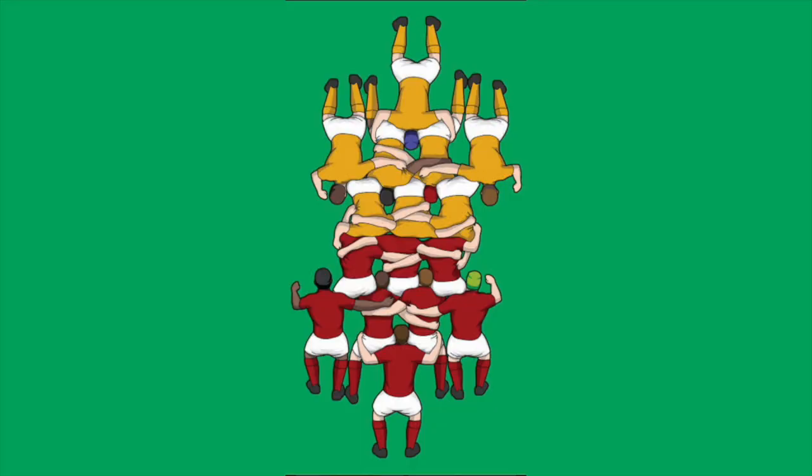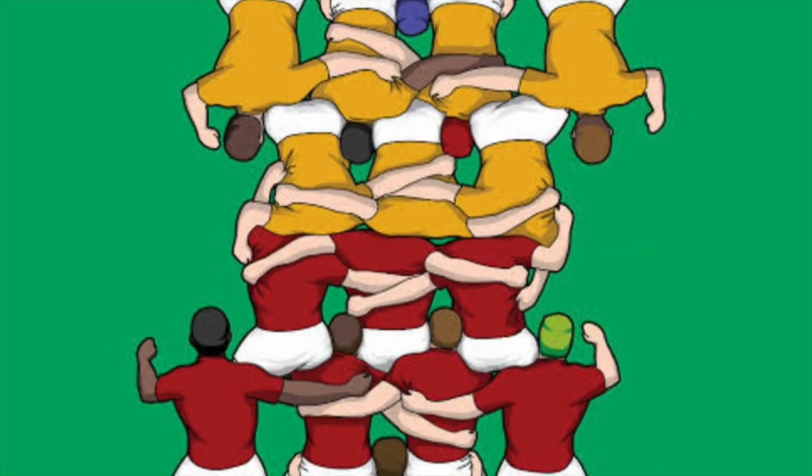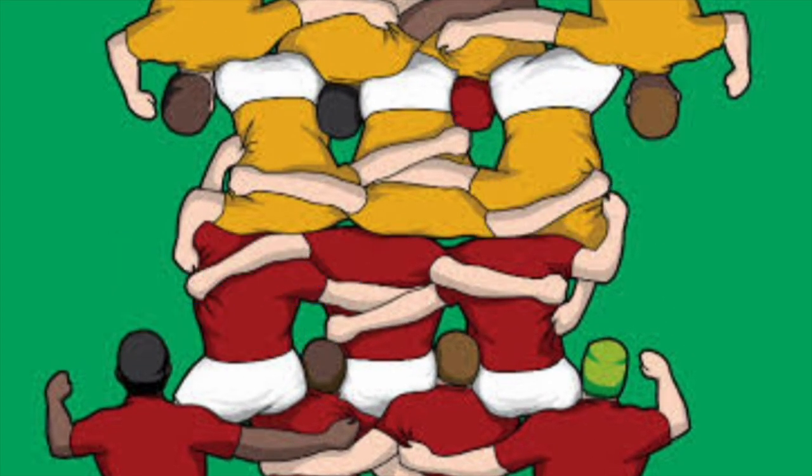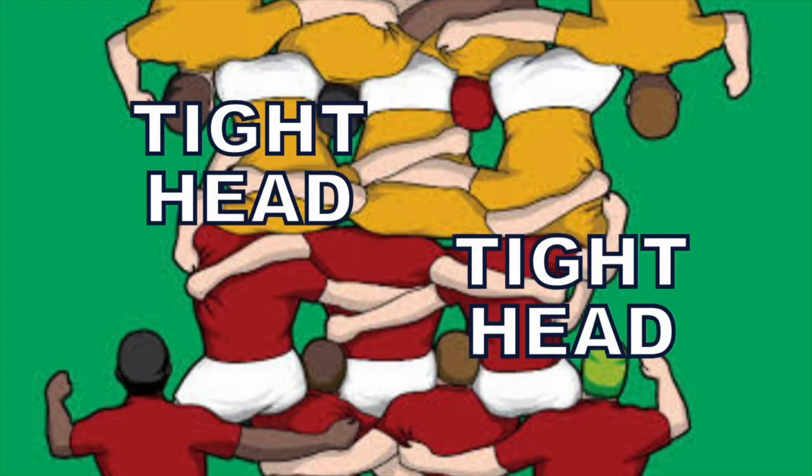For the sake of this video, I'm going to assume that you know the scrum positions and understand that the loose head prop is always on the left hand side of the scrum and the tight head prop is always on the right hand side.